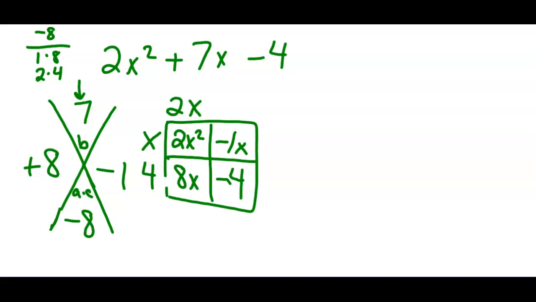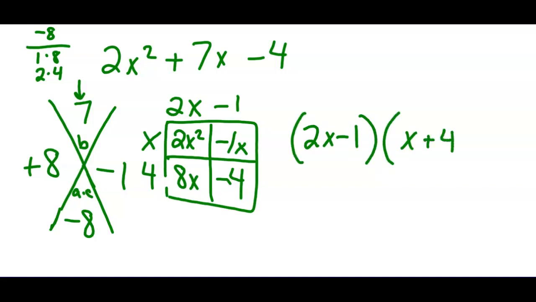What do these have in common? In other words, what do I have to multiply x by to get to -1x? What do I have to multiply 4 by to get to -4? -1. So my answer is 2x minus 1 times x plus 4, because this is a plus 4.